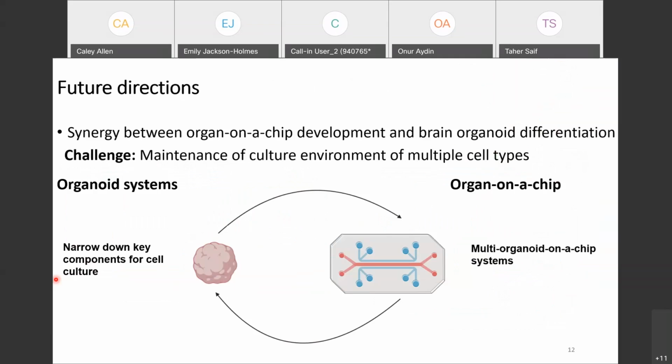I'm going to end on this slide, which also highlights another challenge: how do we maintain these multiple cell types while culturing them in vitro? For the organoid systems, I'm thinking we would need to narrow down the key components for cell culture, particularly figuring out what growth factors would be necessary for culturing these multiple cell types. And for the organoid-on-a-chip side, I'm thinking we would need to develop approaches for doing multi-organoid-on-a-chip, not only to look at how these fused organoids are interacting with each other, but also how brain organoid systems can interact with other organoid systems in the body.